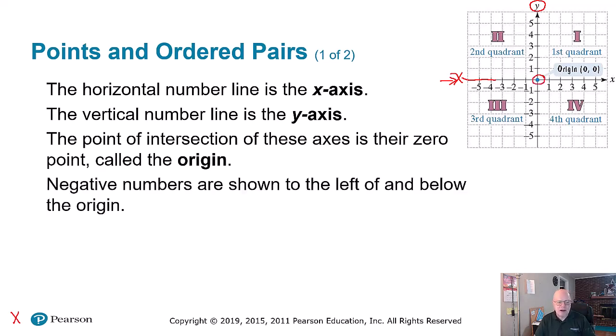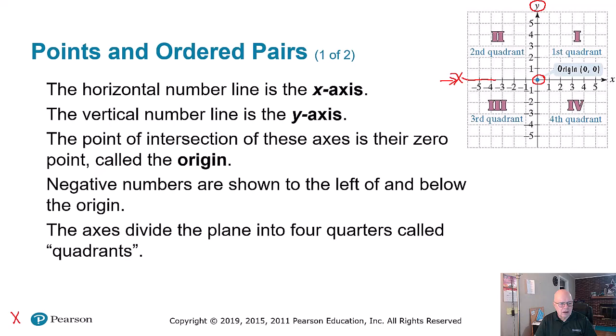Negative numbers to the left, positive numbers to the right. The axes divide the plane, also called the Cartesian coordinate system, into 4 quarters, appropriately called quadrants because there are 4 parts.